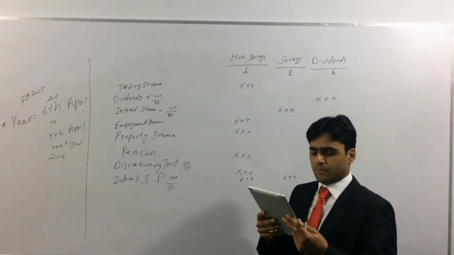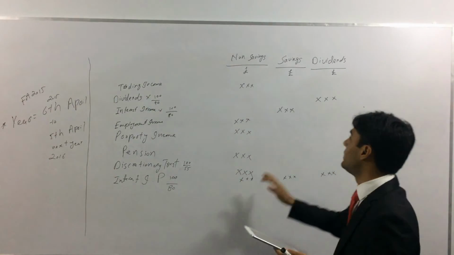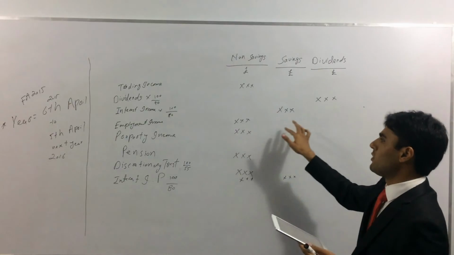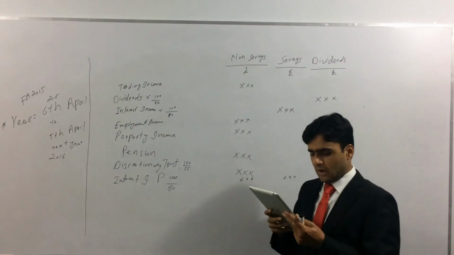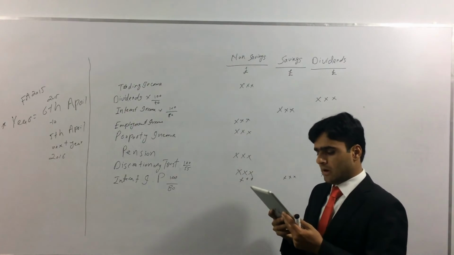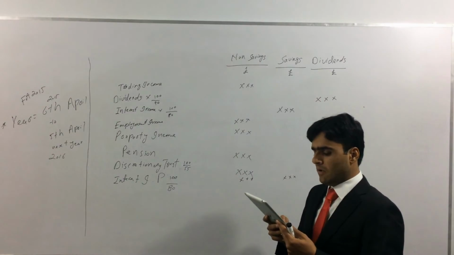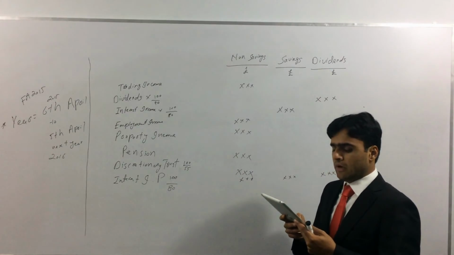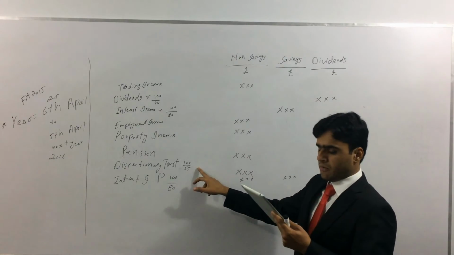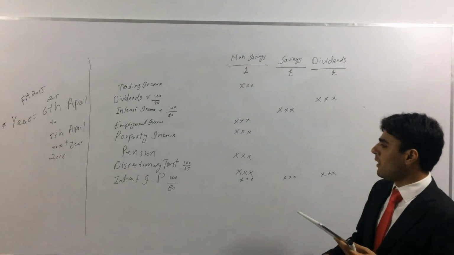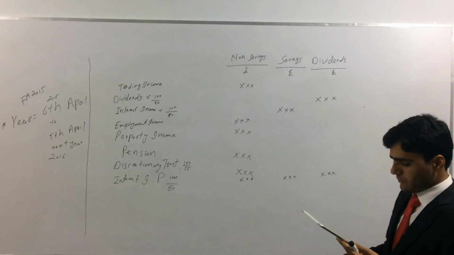Right? So the next one is property income, and other income will also go into the non-savings, as I said. Only dividends will go into the dividends, and interest will go into the savings, and the rest of the stuff will go into the non-savings. Property income will go into the non-savings. Next is employment income. It will also go into the non-savings. Next one is income from a discretionary trust, like I've written here. It will also go into the non-savings, right?